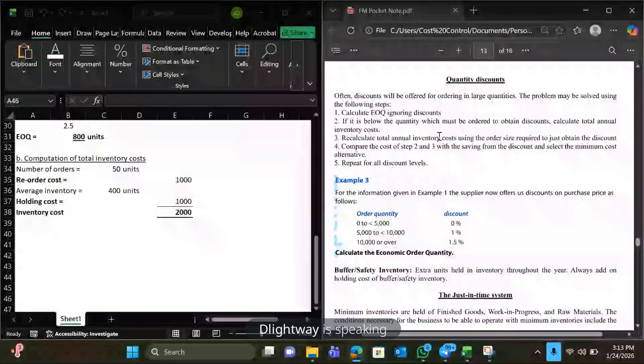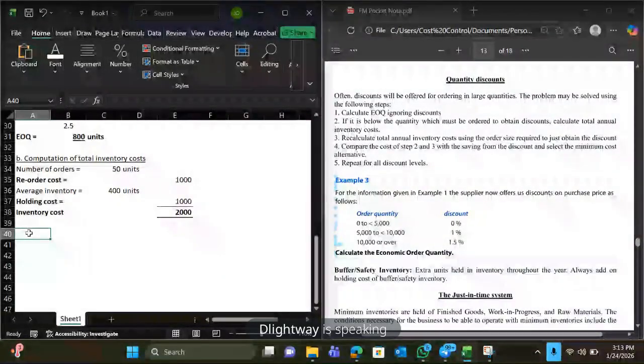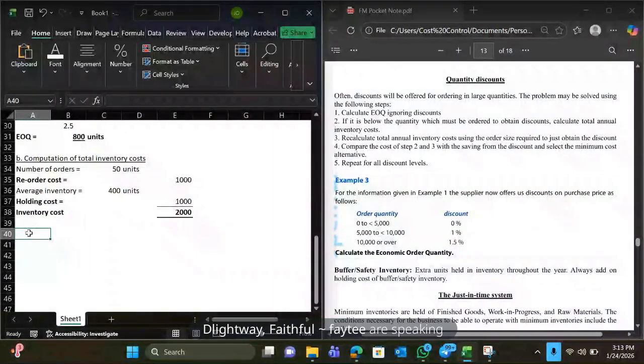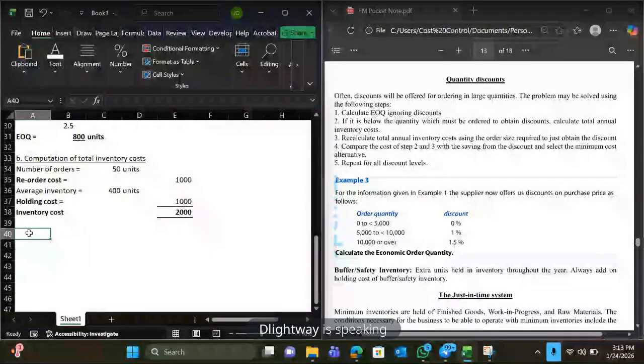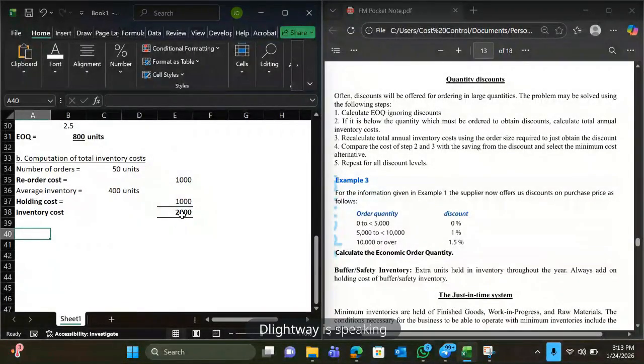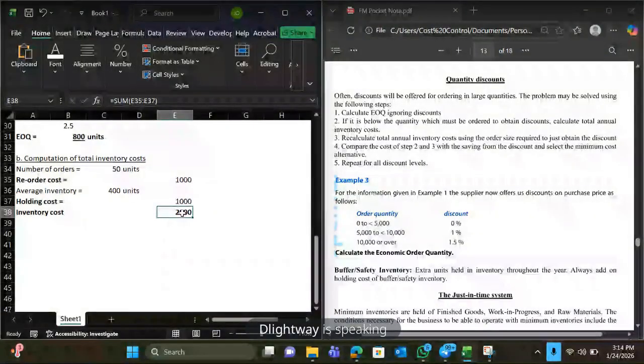Forget all this story that they are saying. All you just have to do is to first of all compute your EOQ whenever you are given any question that deals with discounts. Once you've computed your EOQ, calculate the inventory cost for your EOQ. Then you need to calculate your purchase price. Add your purchase price to the inventory cost. You know, from all we've been doing, we've not been adding purchase costs, right?